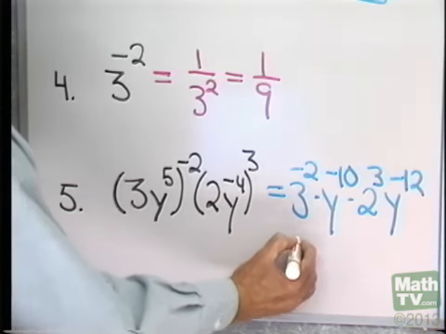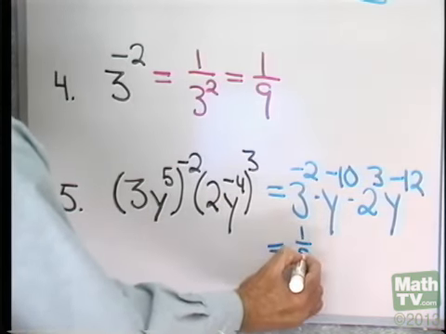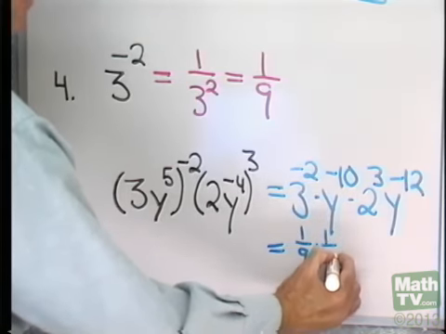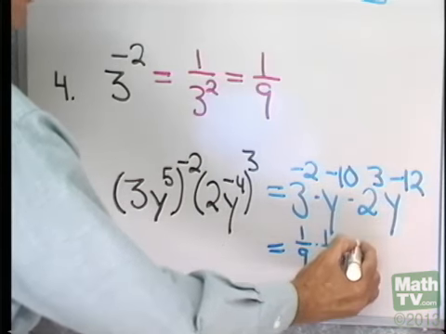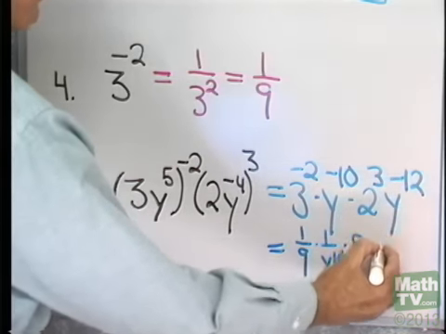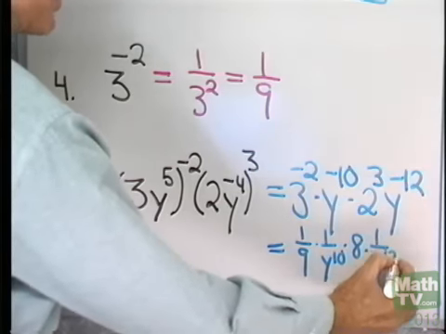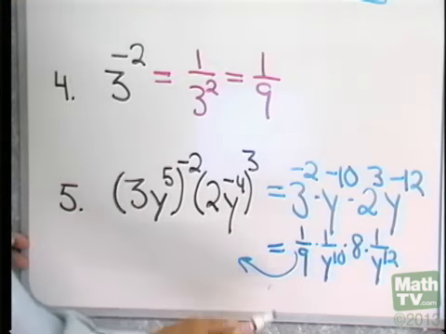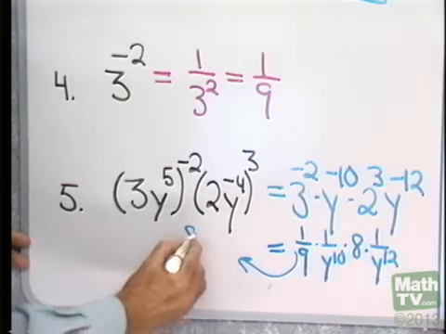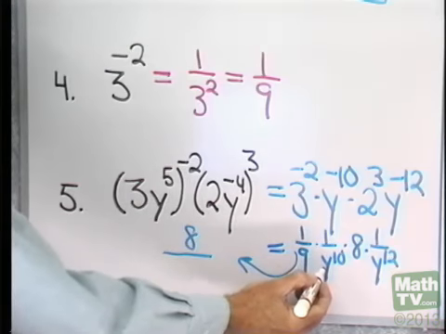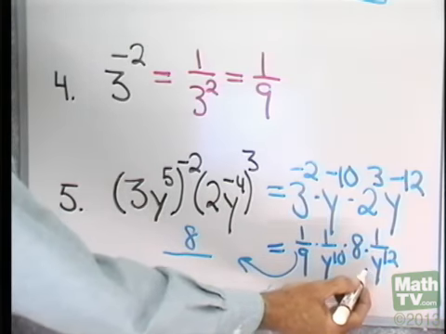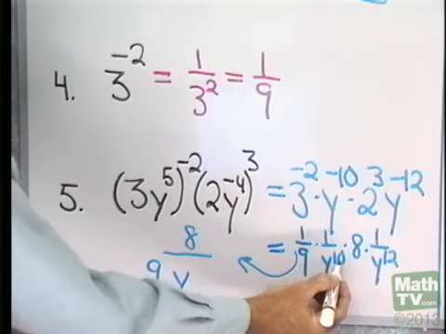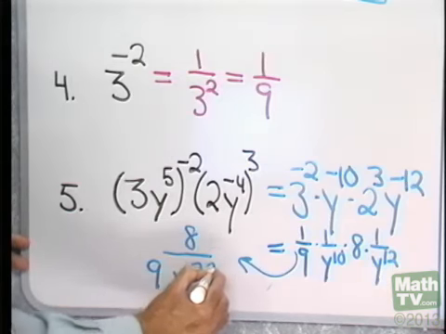This is equal to 1 over 3 to the second, which is 1/9. Y to the negative 10th is 1 over y to the positive 10. 2 to the third is 8. Y to the negative 12th is 1 over y to the positive 12. Now I'm running out of room right here, so I'm going to bring this back over here and write this as 8 in the numerator over 9 y to the 10th times y to the 12th, which should be 9 y to the 10 plus 12 is 22.